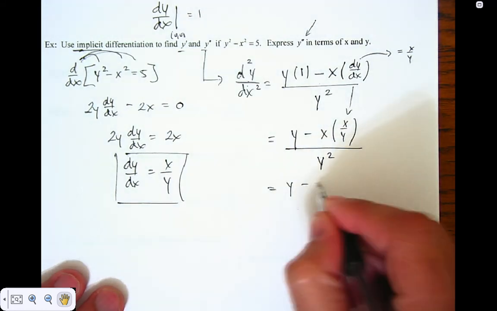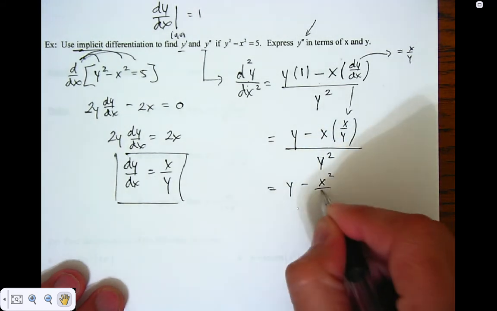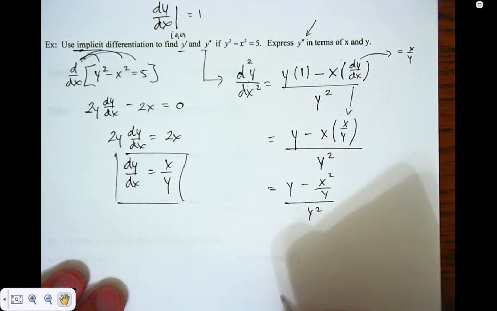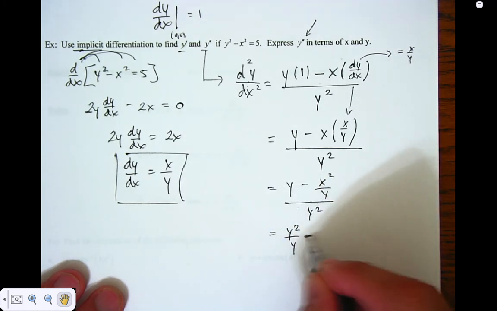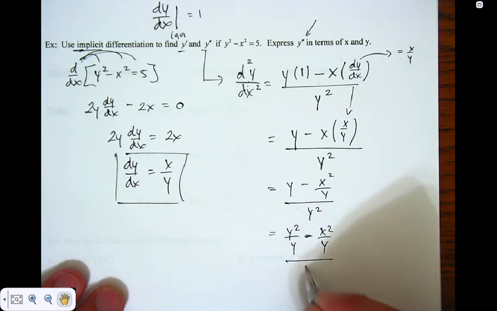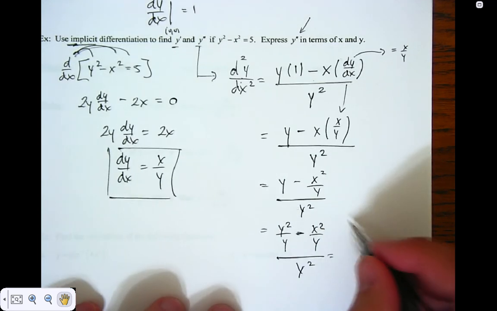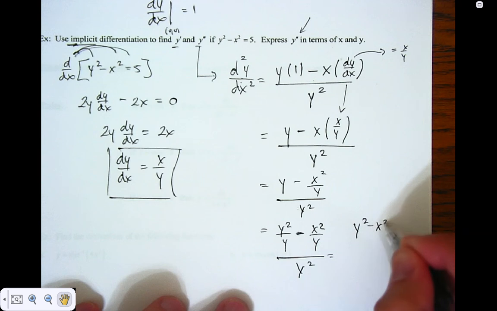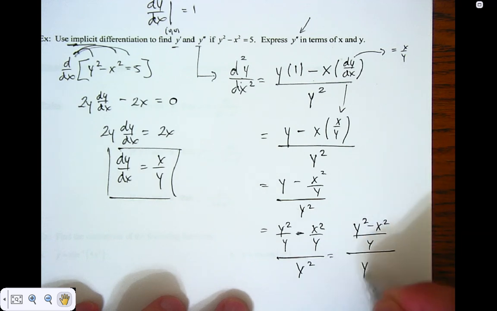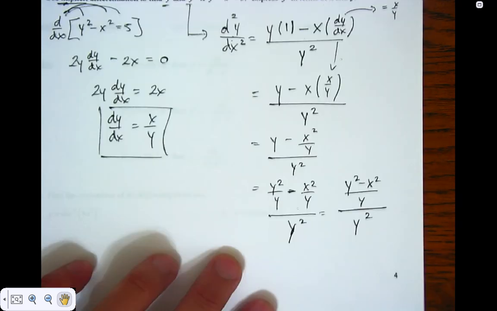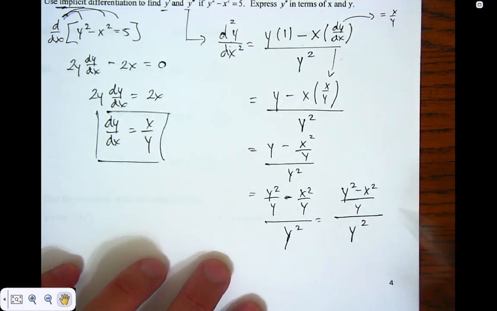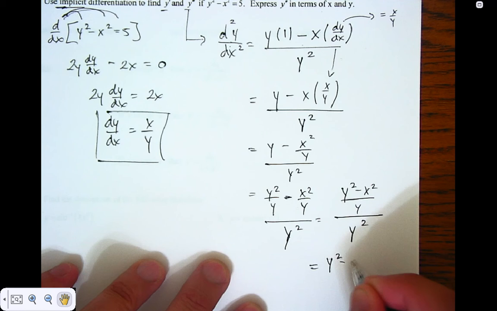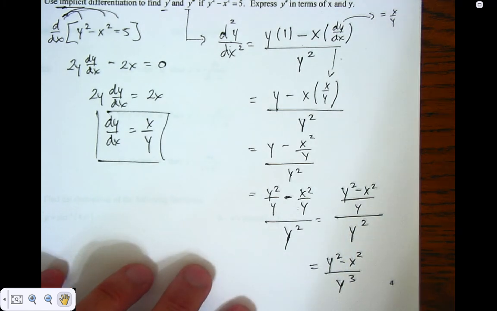And so I'll keep simplifying. This will become y minus x squared over y, all over y squared. And then we'd have to get a common denominator up here to simplify. Okay, and then as we rewrite this, we get y squared minus x squared all over y, all over y squared. Then you've got to figure this out, right? This is this divided by that, or 1 times 1 over it, for a final answer of y squared minus x squared all over y cubed.